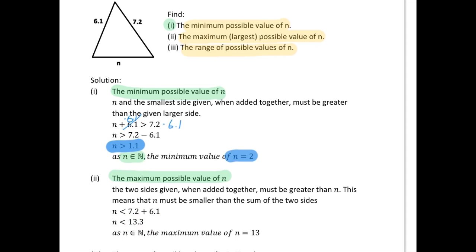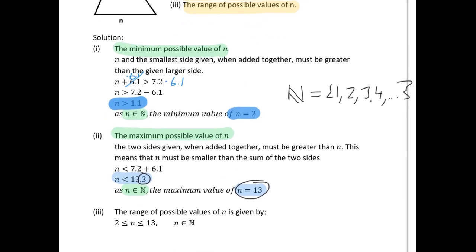Again, we are told that n is an element of the natural numbers, so our little n has to be equal to 1, 2, 3, 4, or so on, a positive whole number. So if n has to be less than 13.3 and it has to be a whole number that's positive, our n has to be equal to 13, because we can't have this nasty little decimal here, because we want it to be a positive whole number.